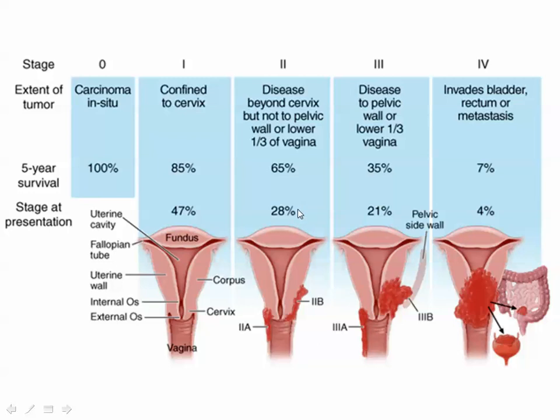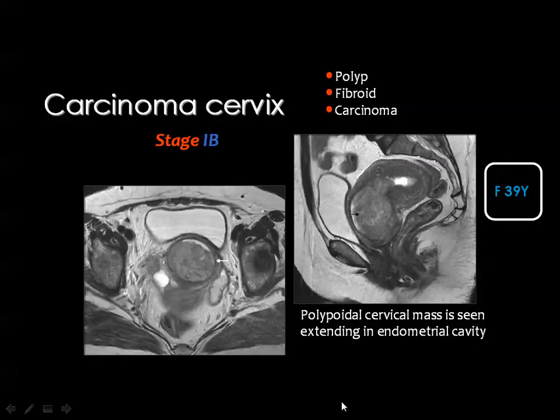The cancer which is confined to the cervix is stage 1. Extension beyond the cervix into the proximal part of the vagina is stage 2. The distal part of the vagina and the parametria, stage 3. Invasion of the colon and the urinary bladder or distant metastasis, stage 4.